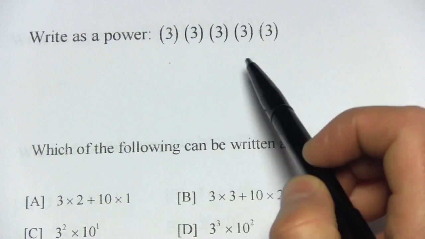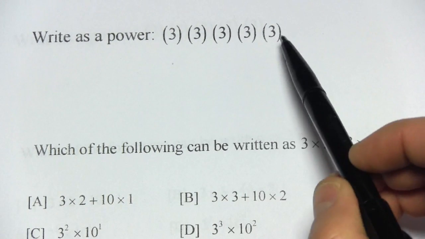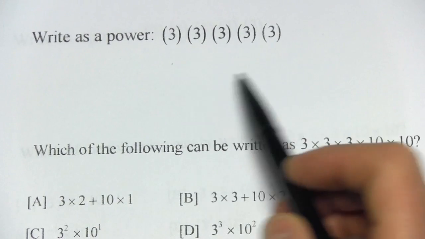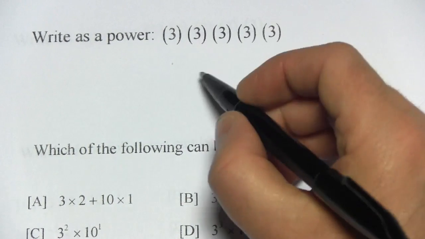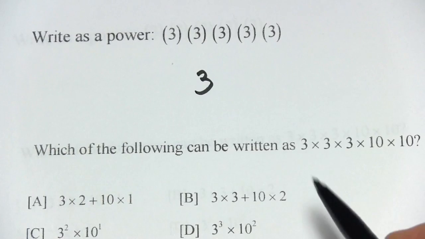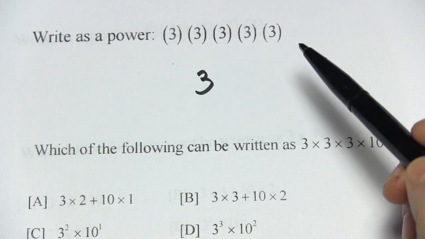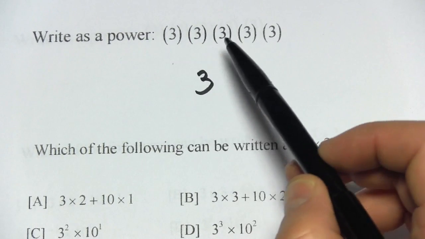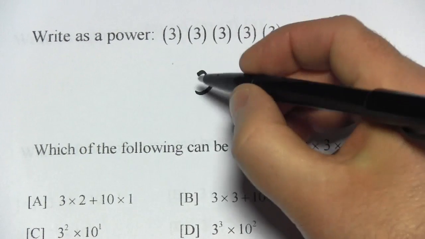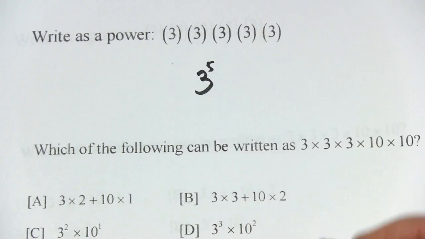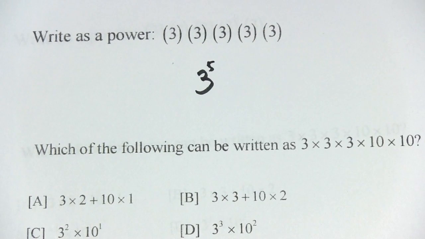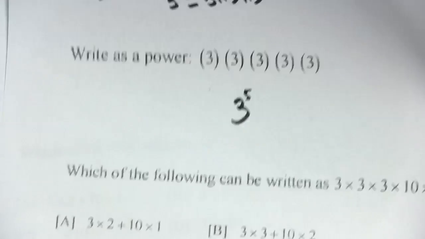This one tells us to write as a power 3 times 3 times 3 times 3 times 3. Well, the thing you're multiplying is the base. So our base is 3. The exponent is how many times you multiply it by itself. And here we've got 1, 2, 3, 4, 5. So this is 3 to the 5th power. Let's look at one more.